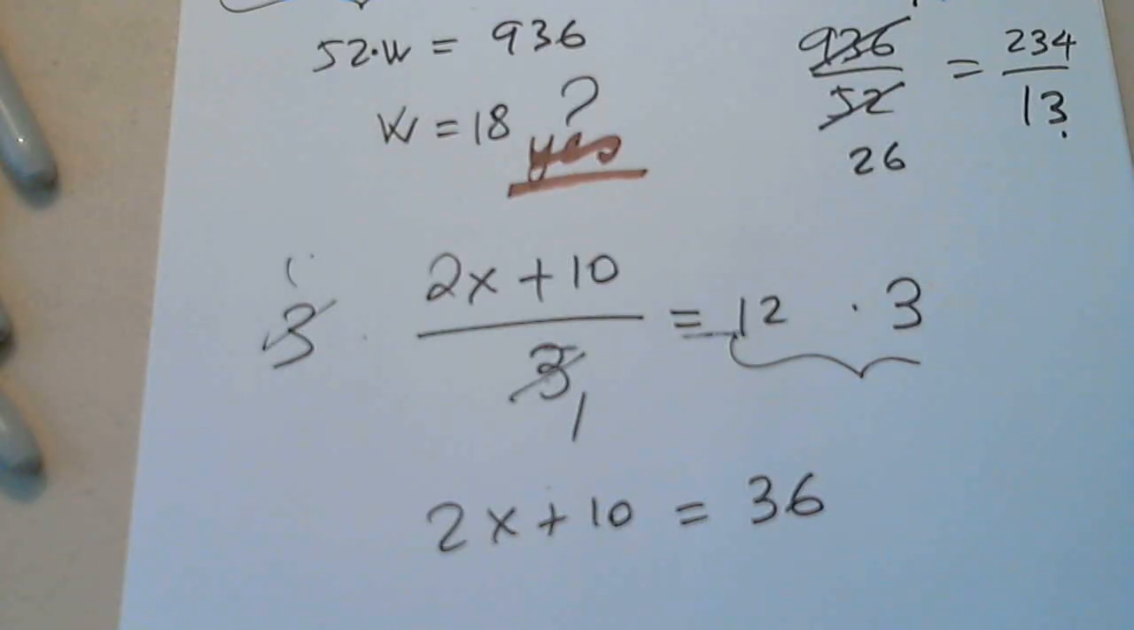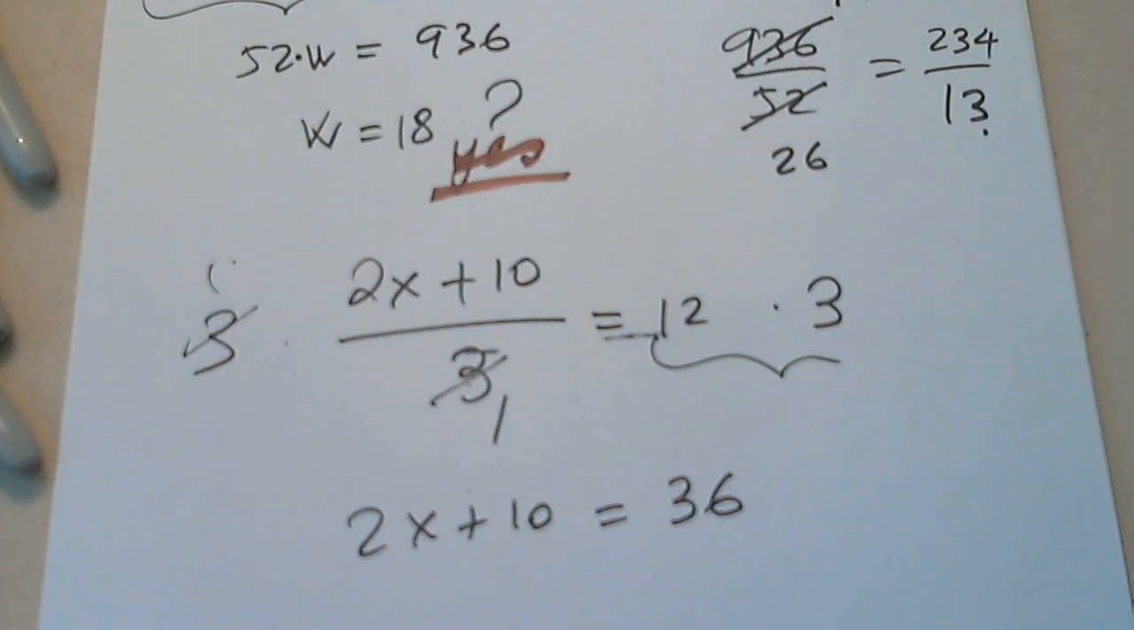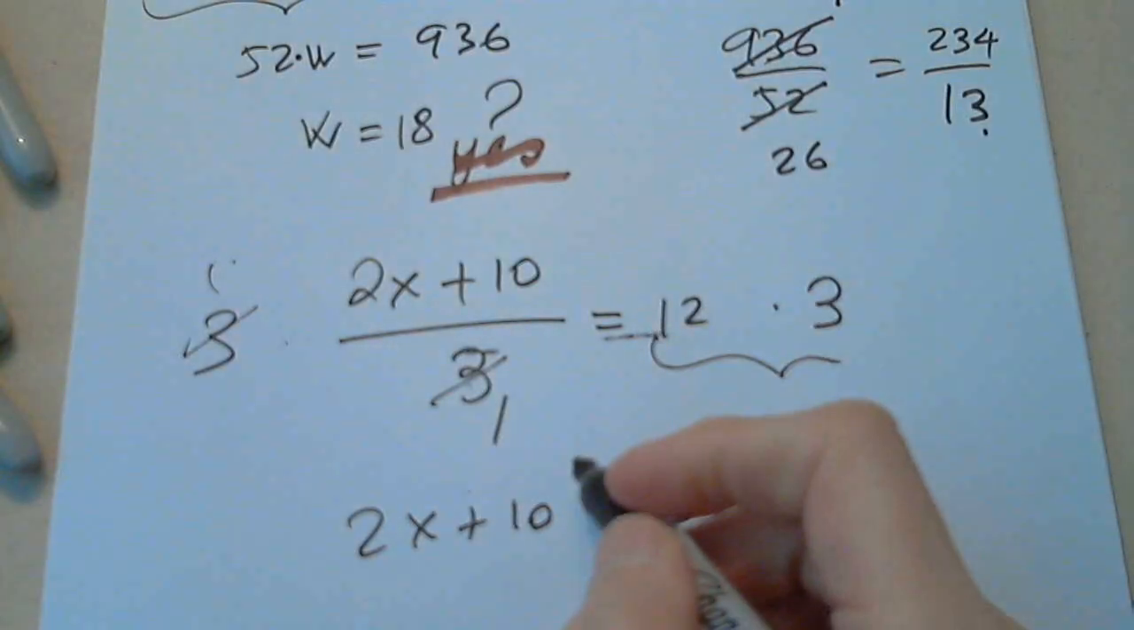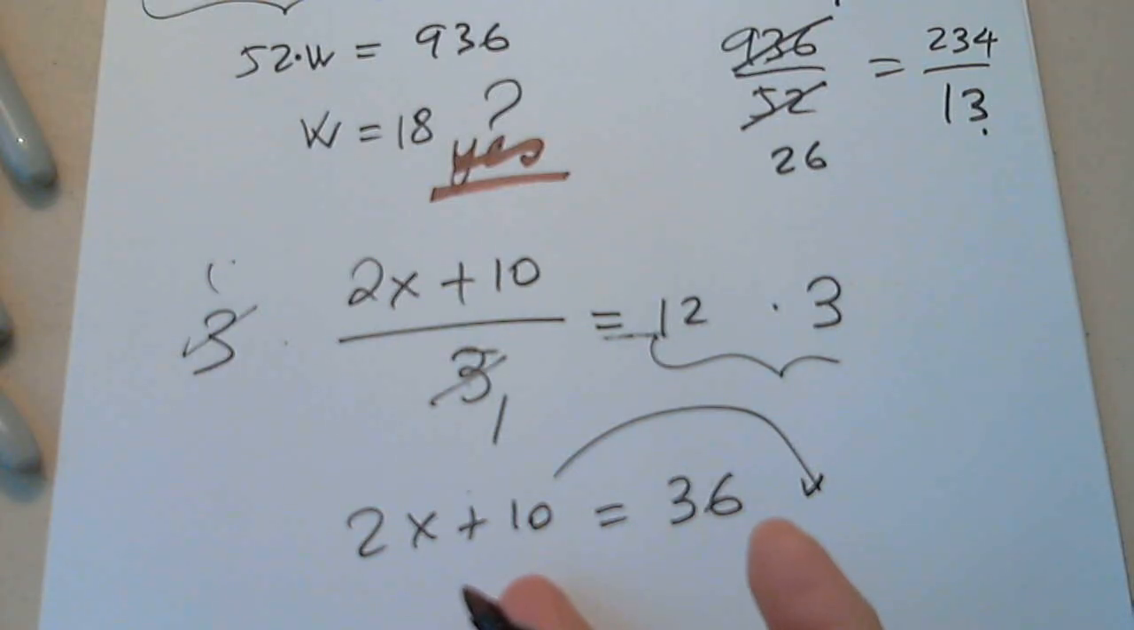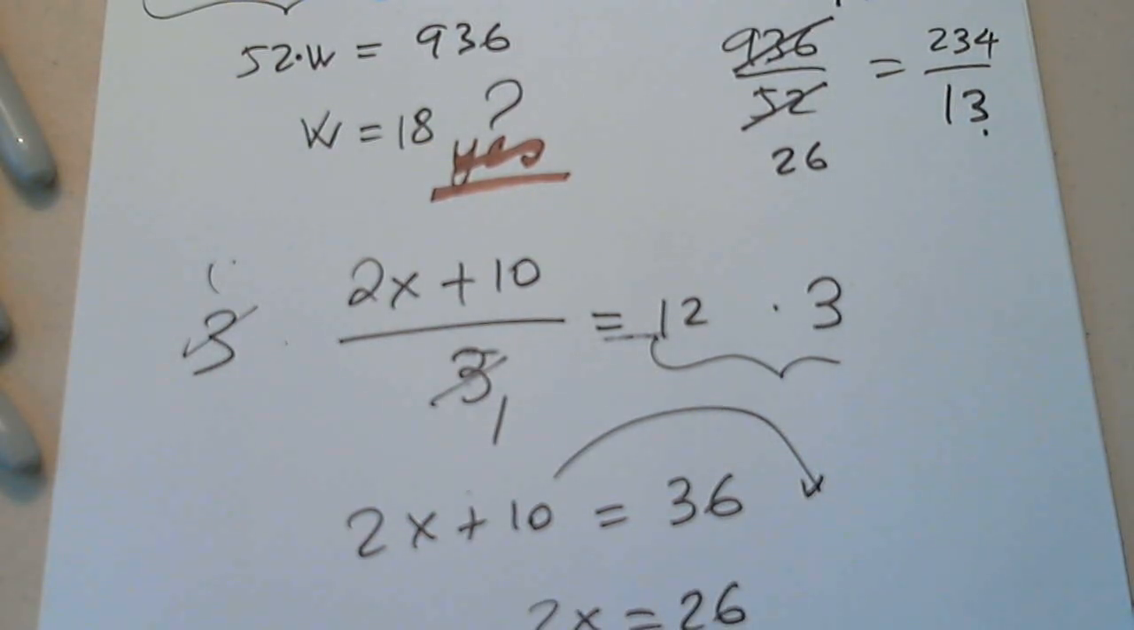And I'm sure when we finish this one now, after all the practice that we looked at, you're going to see, oh yeah, you're going to say, oh, it's easy. What will you do next? Subtract 10. In other words, I'm moving a term. On one side it was positive, on the other side it will become negative. So 2x equals 26. 36 minus 10.